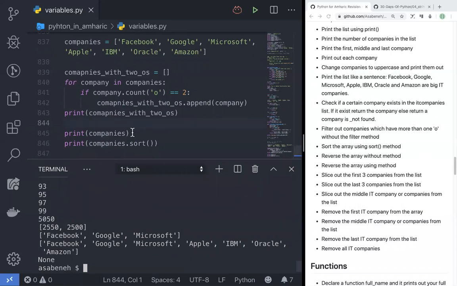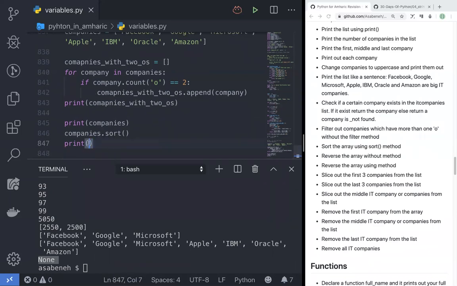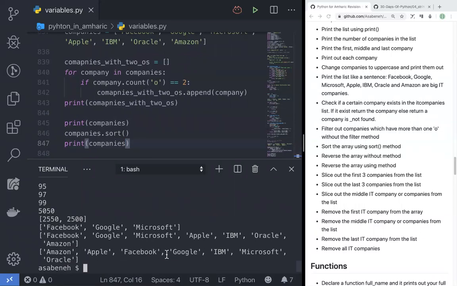By the way, it returns None. It isn't usually written like this; just do the sort, this is an operation I did the sorting here. Now if I try to print the companies, actually it is sorted already. Let me show you: Amazon, Apple, Facebook. Now this looks sorted. This one also has reverse.